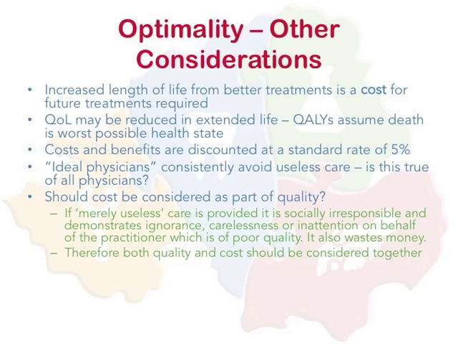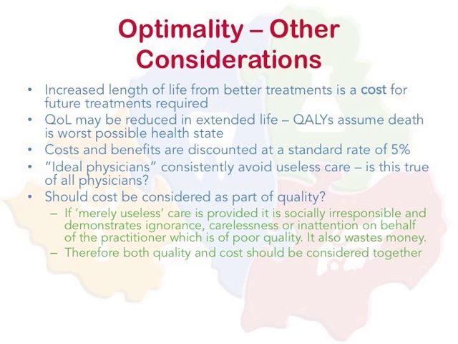So here are some more things to cover, just other considerations in the realm of optimality. Increased length of life from better treatments is a cost due to future treatments required, i.e. if they died you wouldn't have to pay for their healthcare for them, so you have to consider that in your costings. A quality of life may be reduced in extended life, and as we've discussed, QALYs assume that death is the worst possible health state, which may not always be the case.